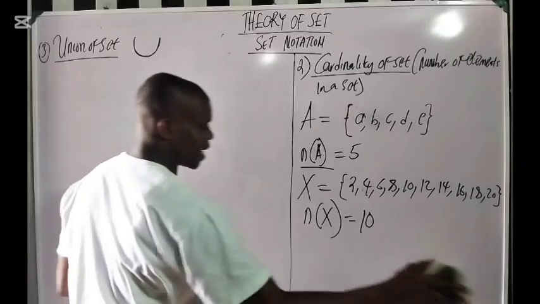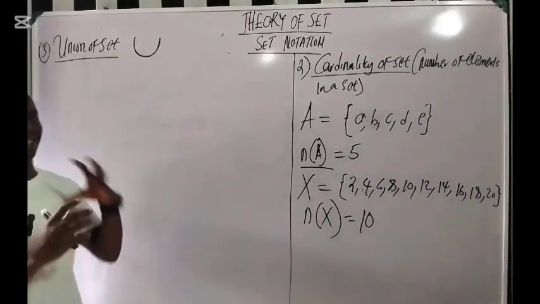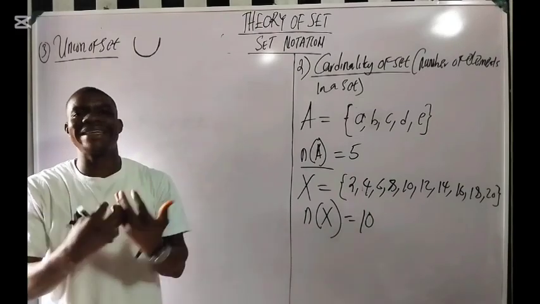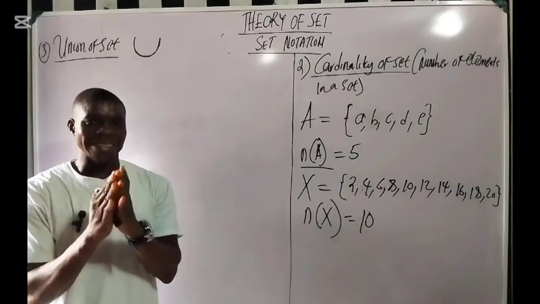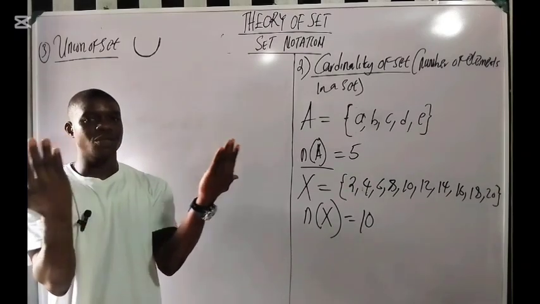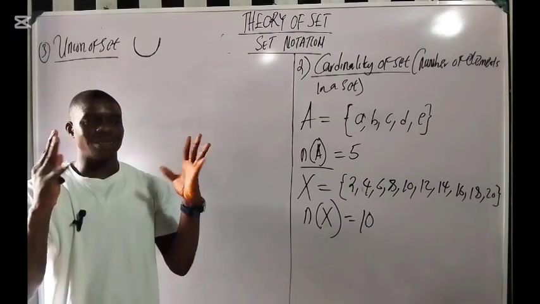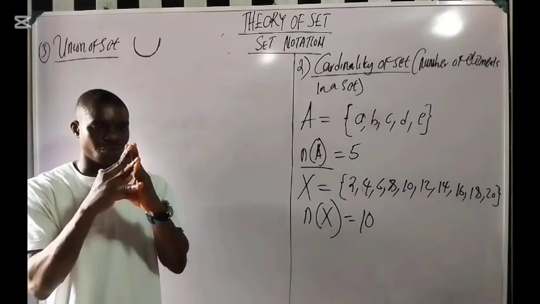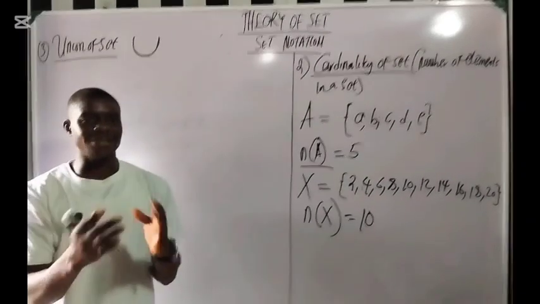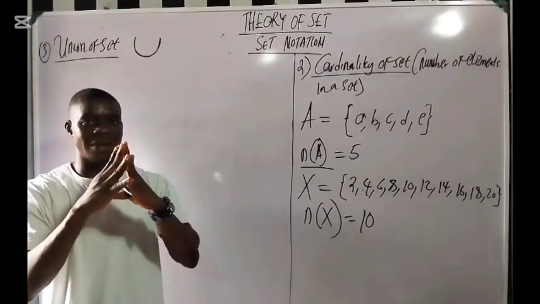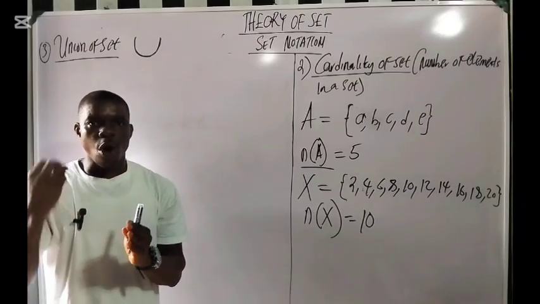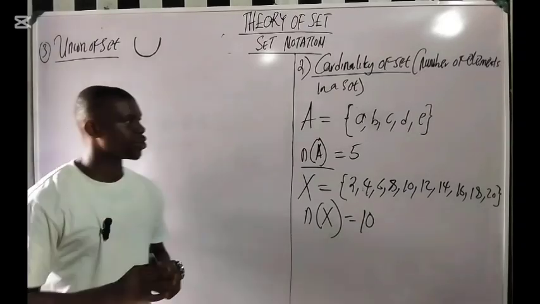So when we talk about the union of sets, union of sets is a combination of two or more sets without any repetition. Let me go again. The word union means you are uniting, or bringing two things together. So you are marrying two or more sets. You are combining two or more sets together without any repetition of the elements.